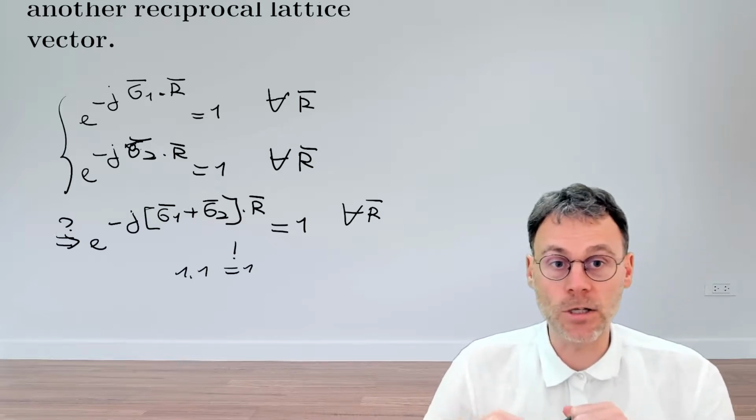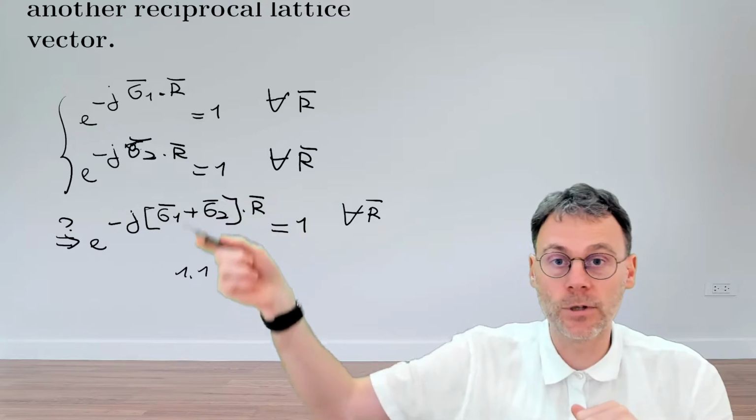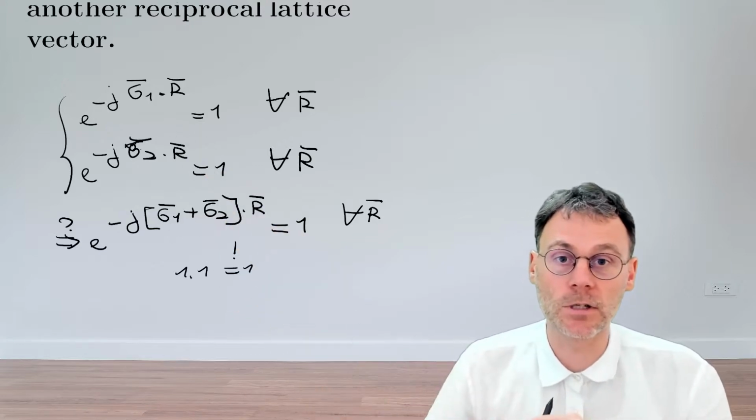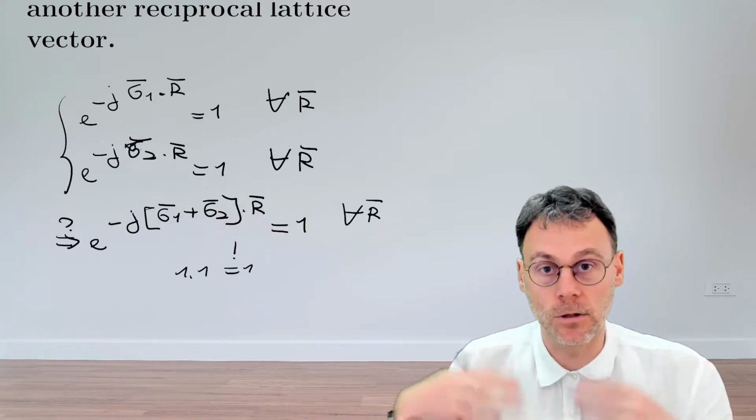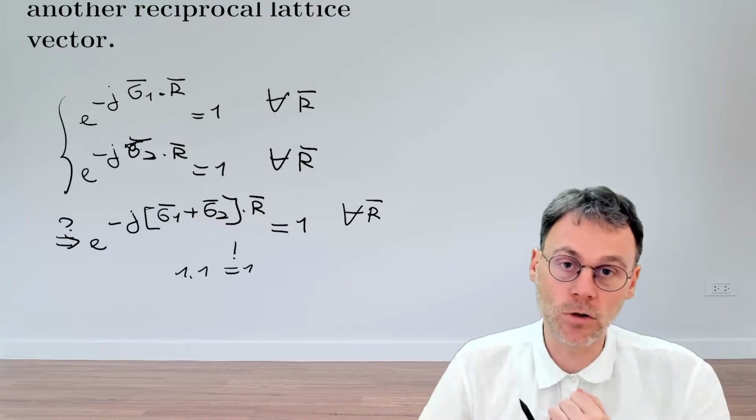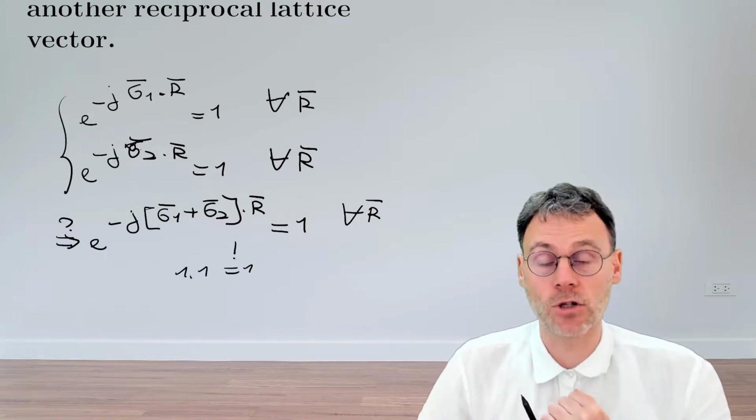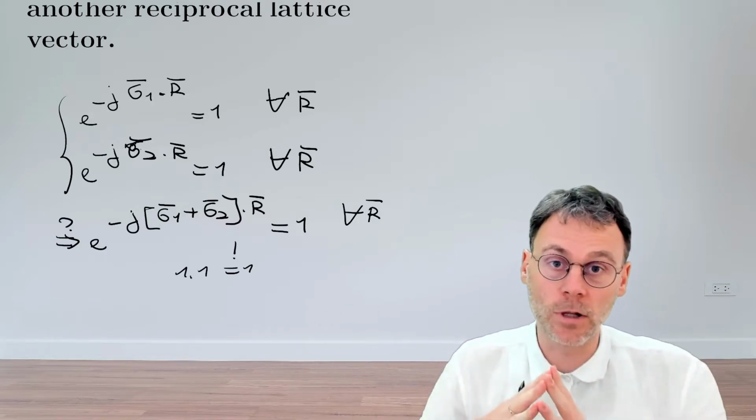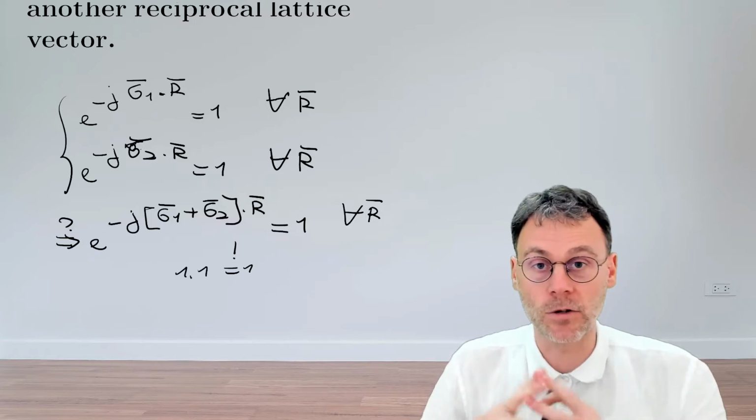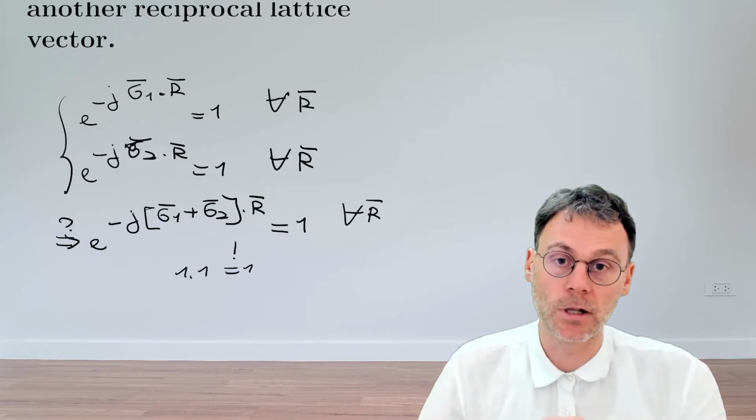Now, by extension, this means that if you take these two reciprocal lattice vectors the same, then twice a vector is also part of that lattice, and by extension, also any integer multiple of a reciprocal lattice vector is again a reciprocal lattice vector.